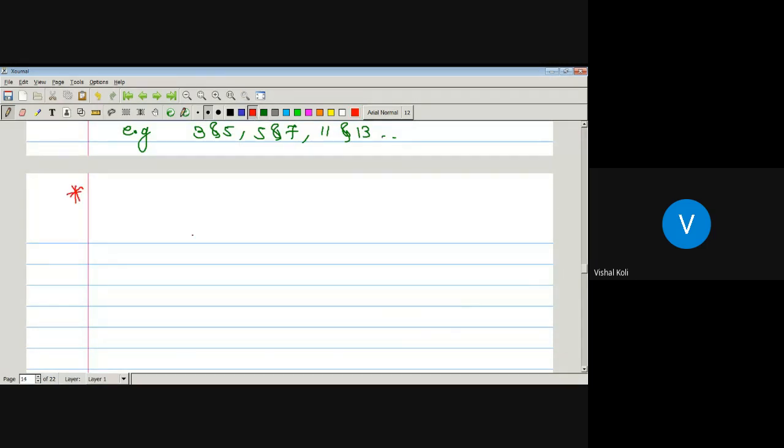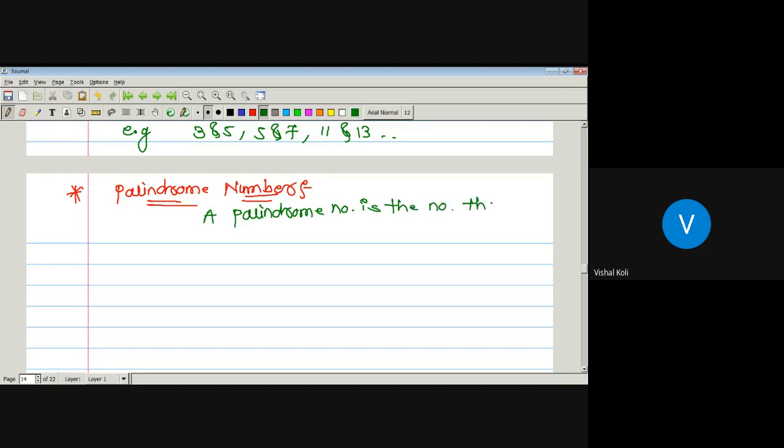Now next one, a palindrome number. A palindrome number is a number that reads the same backward as well as forward.